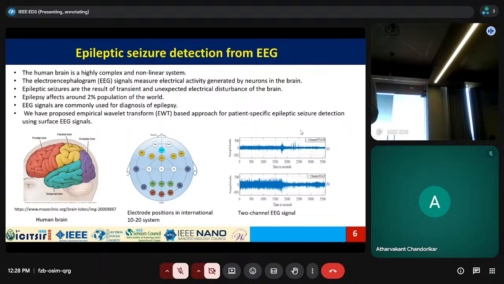So motivated by that, this new signal processing technique, empirical wavelet transform, was proposed in the literature, and we have extended this to multivariate empirical wavelet transform, and then we have applied it to epileptic tests.